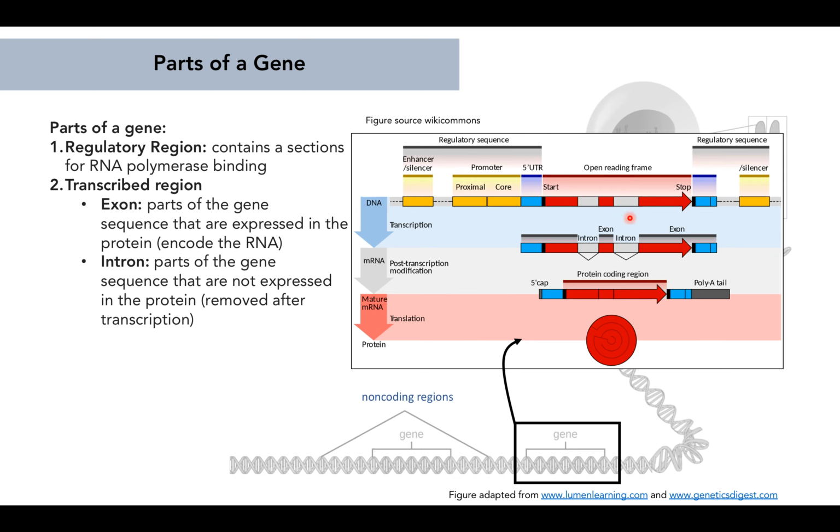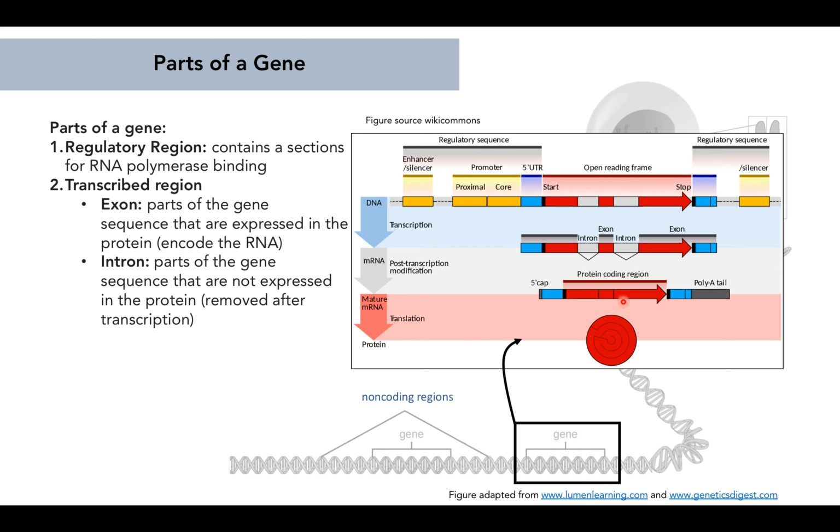But here is the transcribed region, or open reading frame, and this itself is divided again into something called exons and introns. So the exons are in red and the introns are gray. So as you can see, the exons here are going to be turned into an mRNA, and this is what's going to be creating the protein. So the introns here, the gray parts, will not be involved in making the protein. So they will be spliced out and removed after transcription.